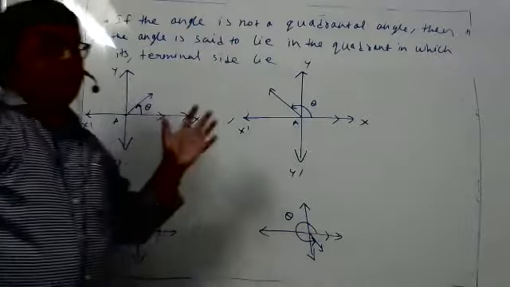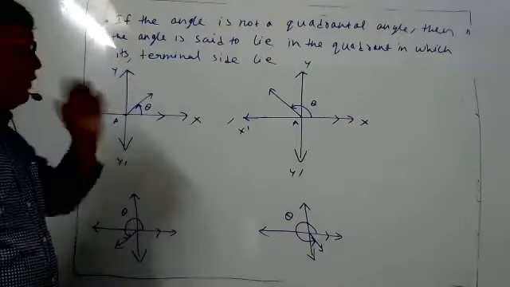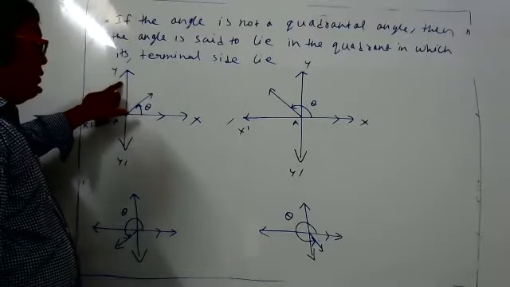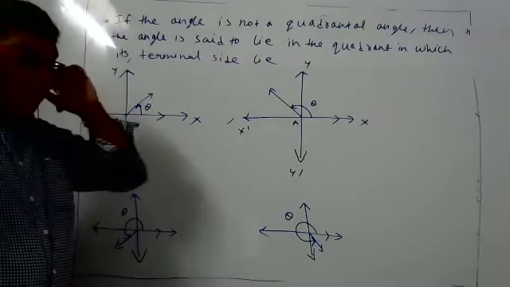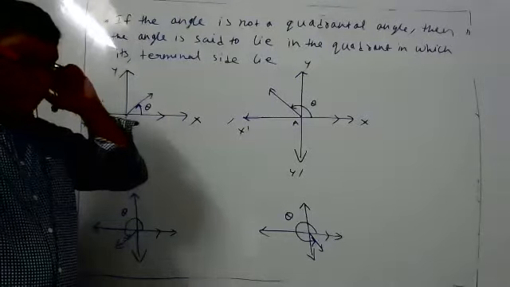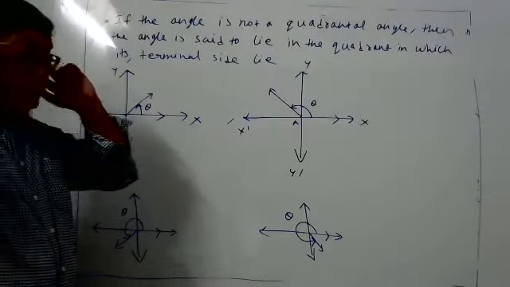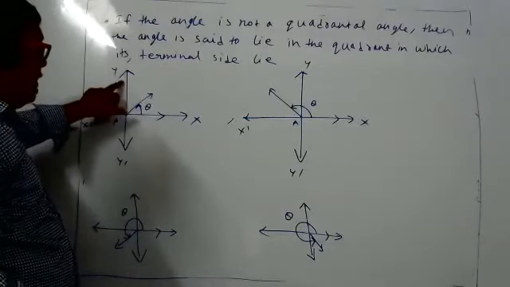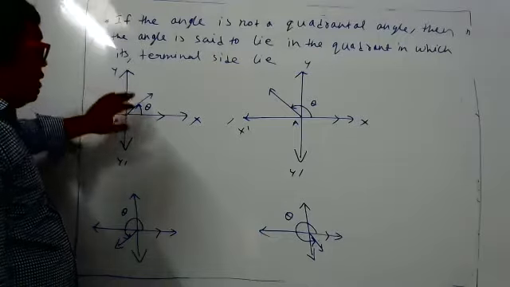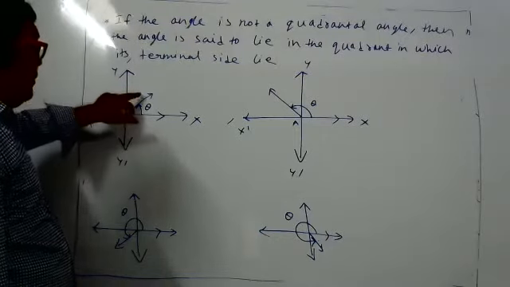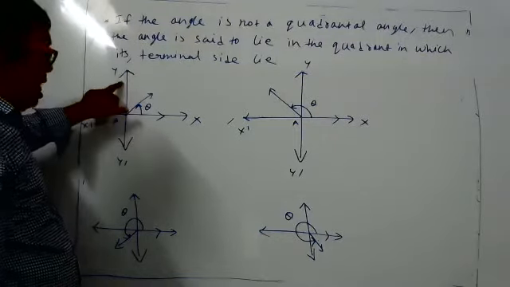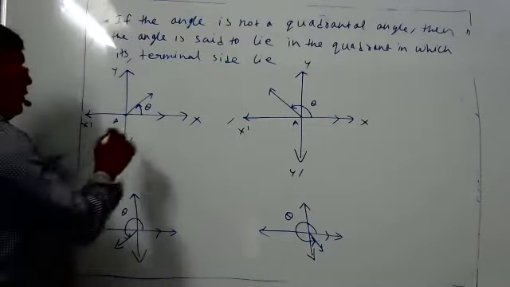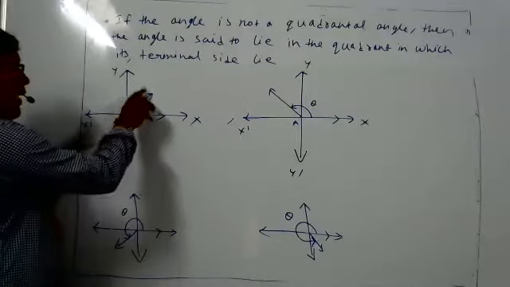Before this I taught you what is quadrantal angle. Hello, can you hear me? Yes, sir. Quadrantal angle means the terminal side lies on the coordinate axis. But it is not necessary that every time the terminal side will lie on the coordinate axis. If it lies on the axis, it is a quadrantal angle. If it doesn't, then here in the first diagram, the terminal side lies in which quadrant?